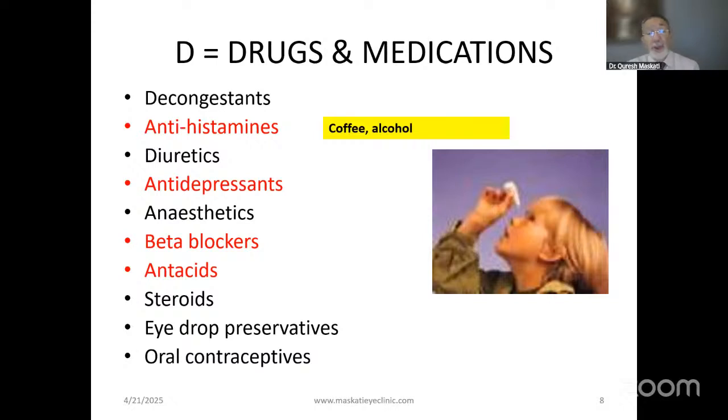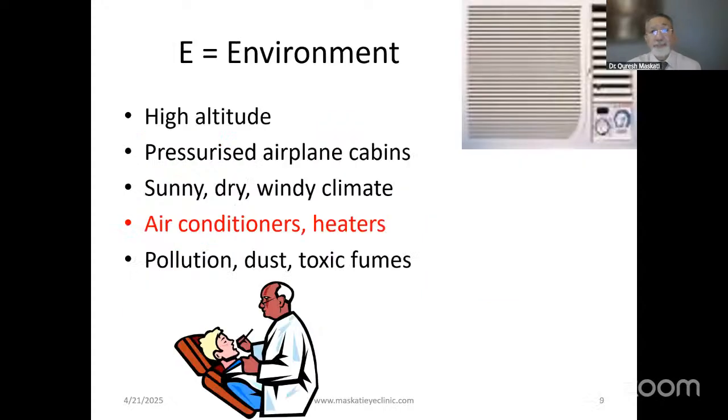So D is for drugs. We need to be aware. Not that we want to stop antidepressants. The psychiatrists also have to make a living. But we have to be cautious. We know when to add some artificial tears. So D for drugs. And E is for environment, such as high altitude.